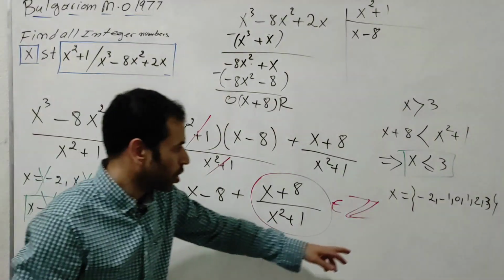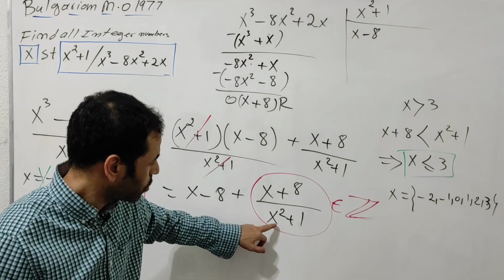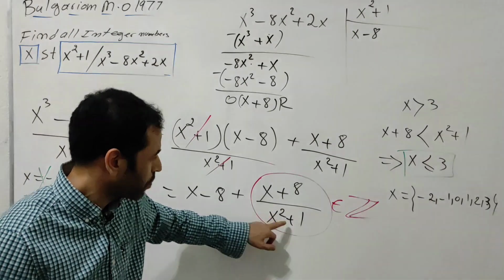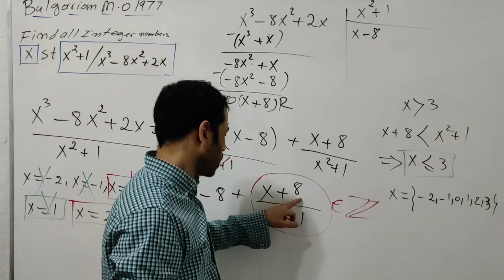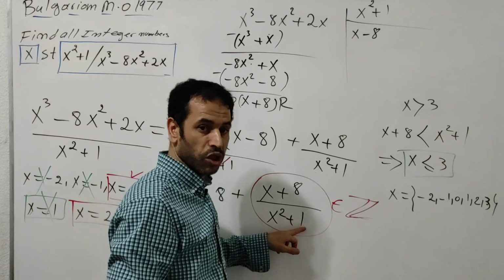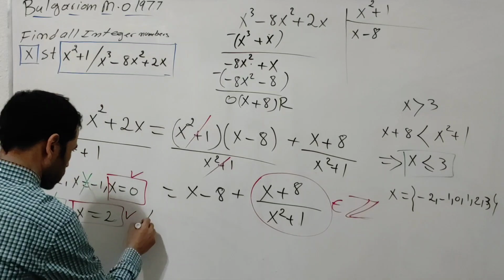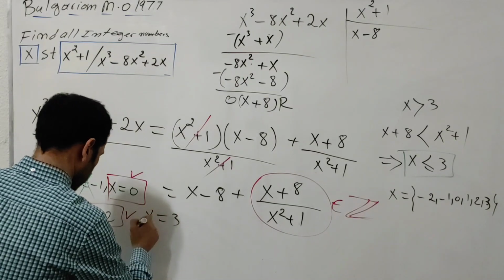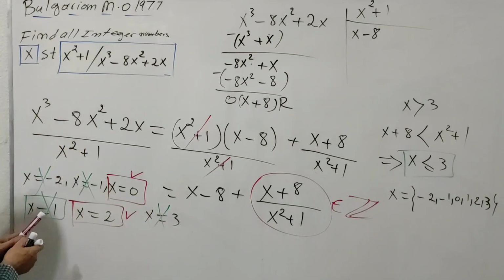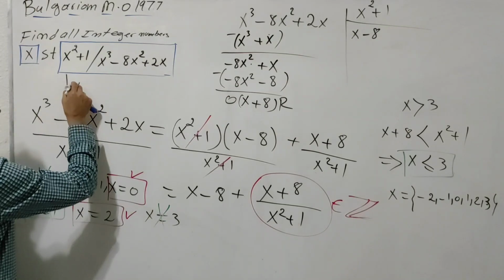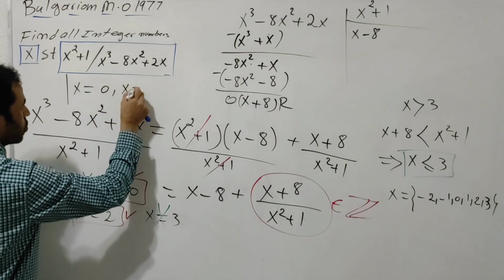Okay, let's check x equal 3. X equal 3: 3 plus 8 is 11. In the denominator we get 3 squared, which is 9, plus 1, which is 10. I will get 11 over 10, which is not an integer. So x equals 3 is not a solution. So the only solutions that I found are x equals 0 and x equals 2.